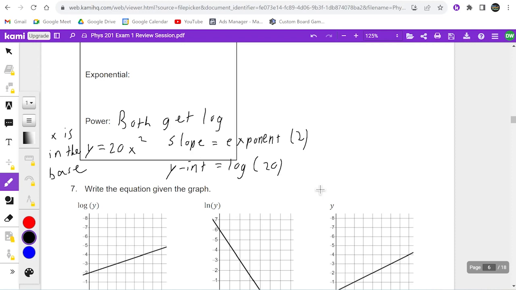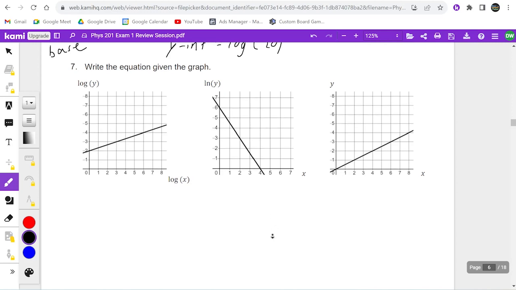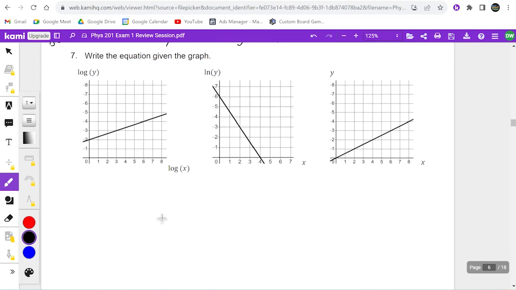Okay. Then for number 7, we're going to write the equation given the graph of the 3 examples here. And again, I'm going to help us through this. But first, I will ask you for some audience participation. For the first one, what is this? Is this exponential, power, or linear? Power. Yep, power, because it's both log.